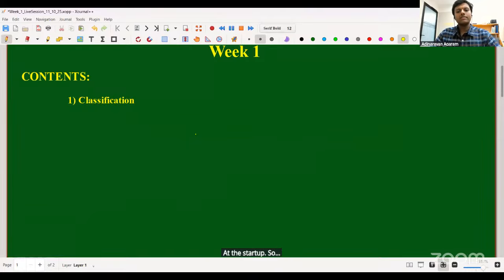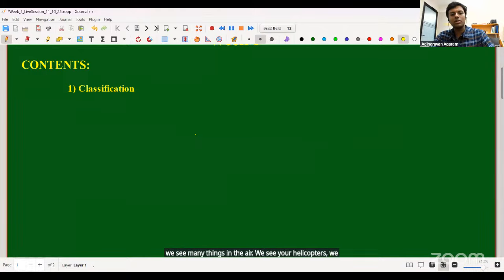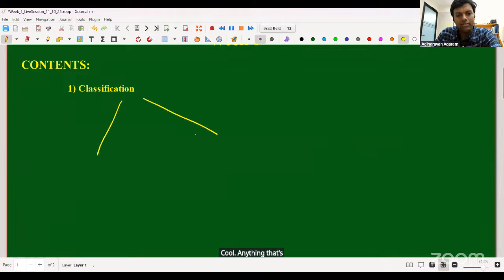So firstly, we started this course from classification. So we classified the kinds of aircraft. We see many things in the air. We see a helicopter, we see an aeroplane going around, we see a hot air balloon. So let us just have a basic classification of what these things can fall in, so that we have a better understanding of everything else coming. Anything that's flying is divided into two sections. One is called the aerostat, and the other is called the aerodyne.